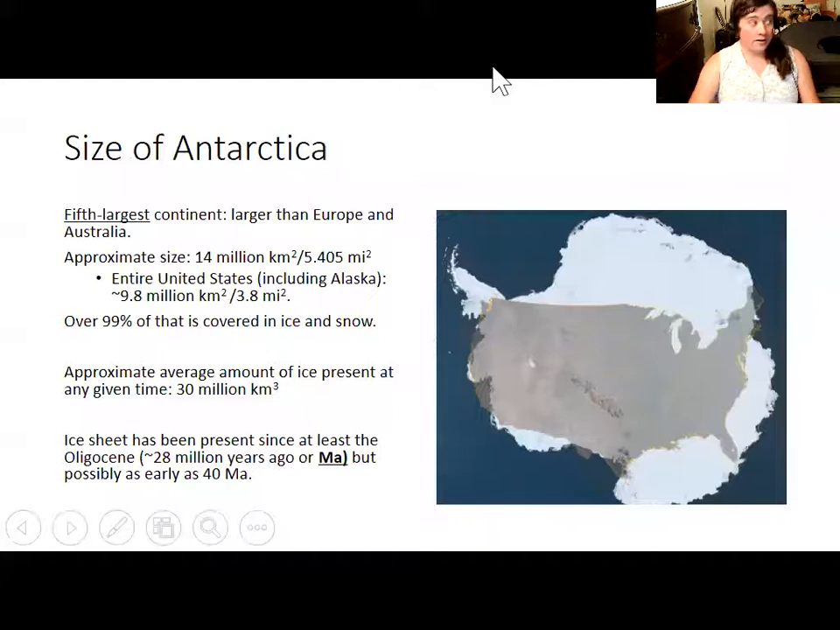Now, another question, how big is Antarctica? It's the 5th largest continent, if you don't count Europe and Asia separately. It's larger than Europe, and it is larger than Australia. It is also larger than the entire US, and that is indeed if you include Alaska. It is not bigger than the North American continent, but it's bigger than many large countries, bigger than the United States, bigger than India. And these are big country-sized areas that are just covered in ice and snow.